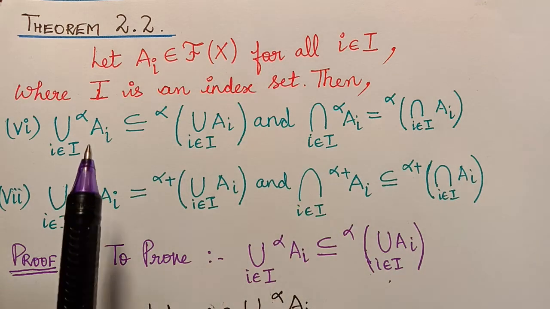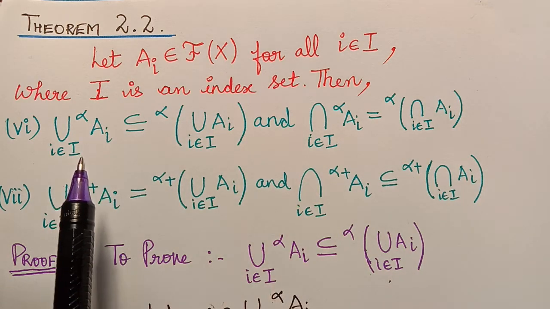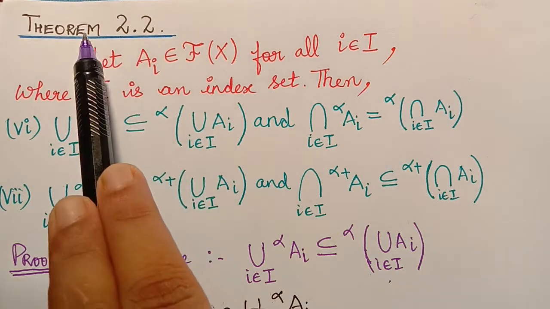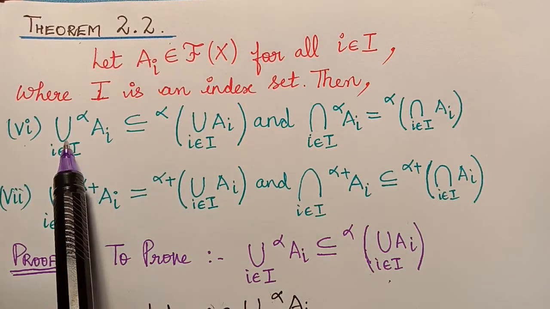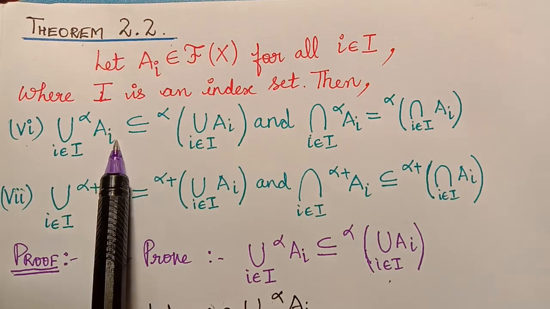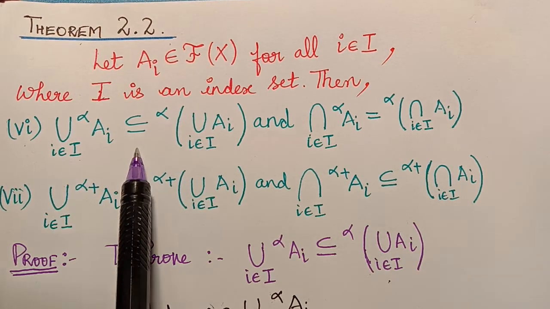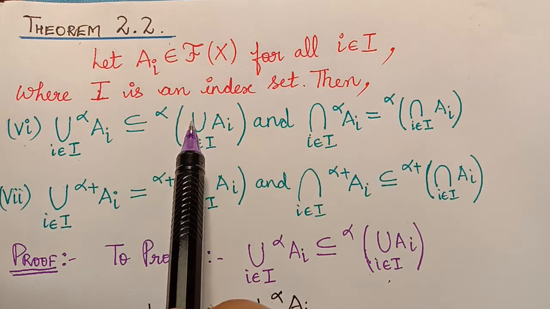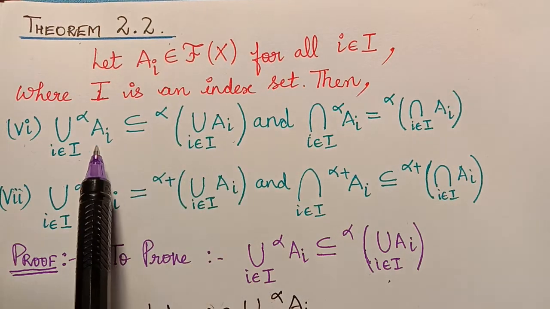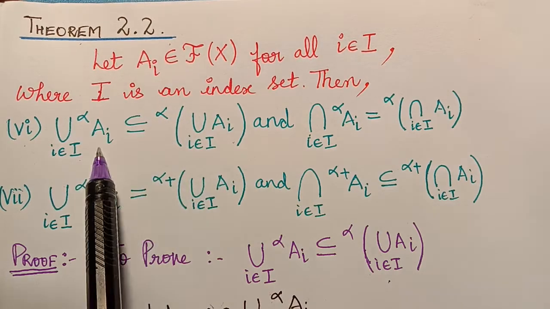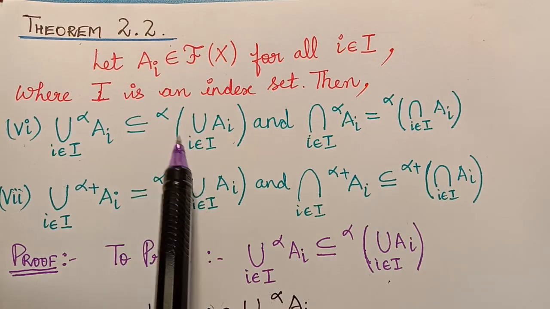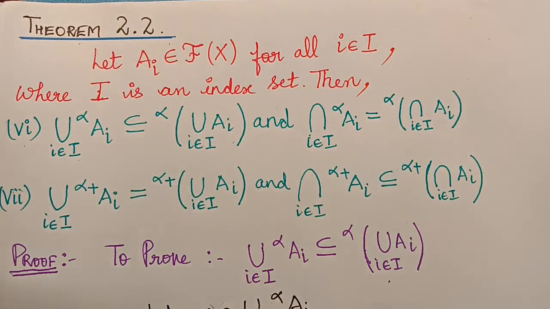Hello students, this is a continuation of our previous video where in theorem 2.2 we are proving property 6. We have already proved that the union of alpha cut of AI is a subset of alpha cut of union of AI. Now we have to prove that these two sets are not equal to one another. We will prove it by considering an example.